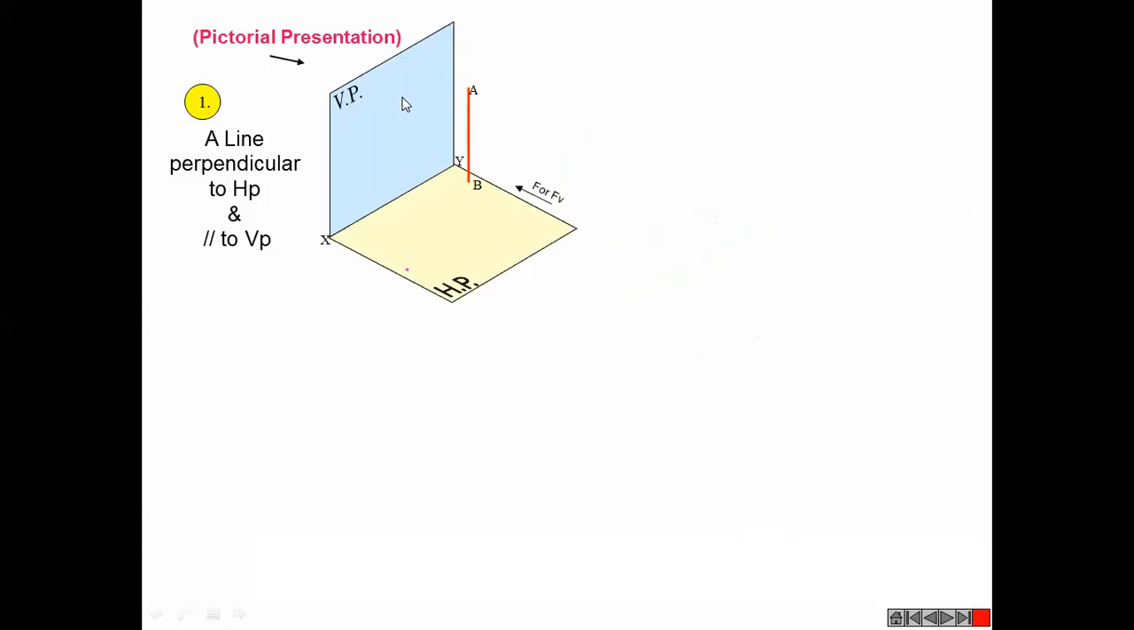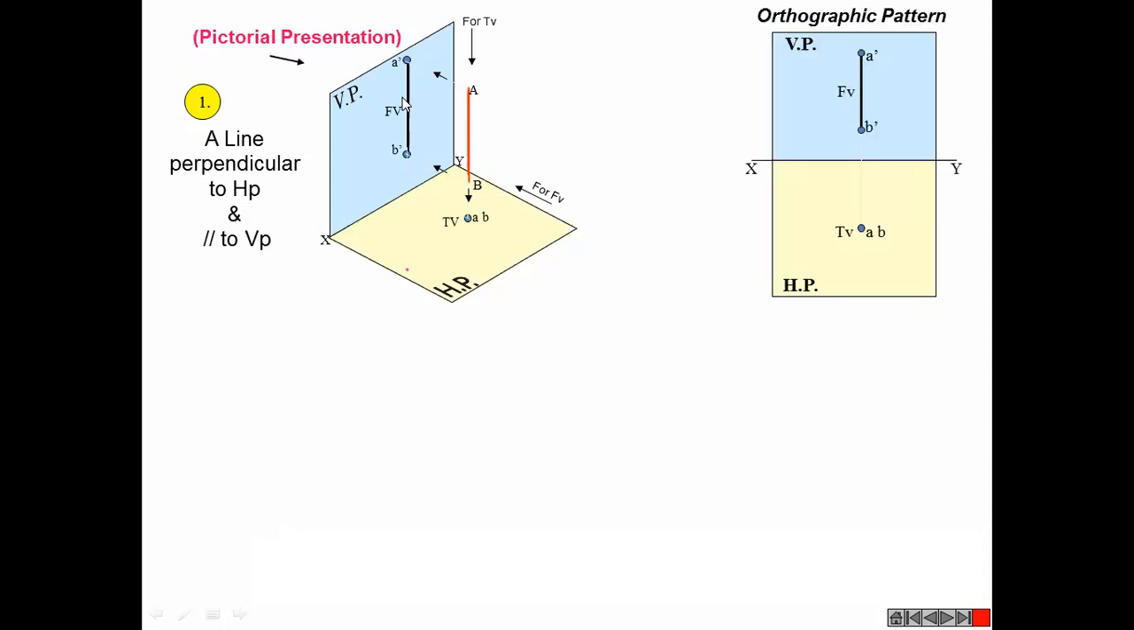Now we will see the front view. You will project both the points. You will join it. So top view: you will project this, and you will join this. That's it. Clear? What is the orthographic position? This is the orthographic pattern of this. Got it? The front view is a vertical line showing the true length because it is parallel to the vertical plane.